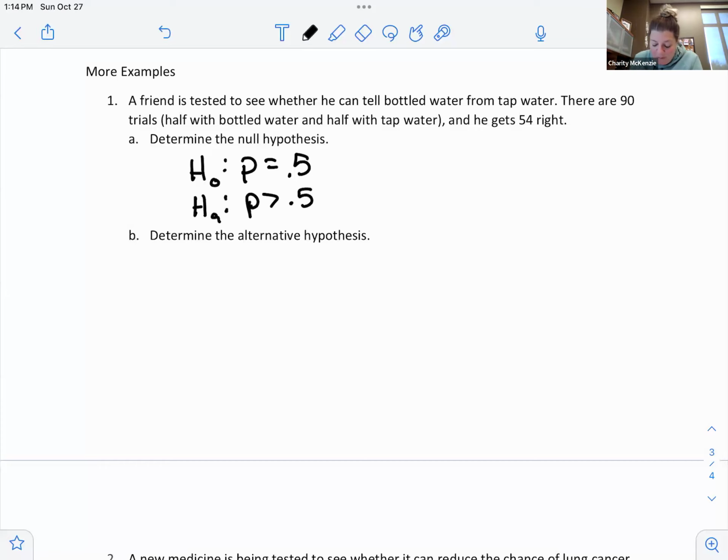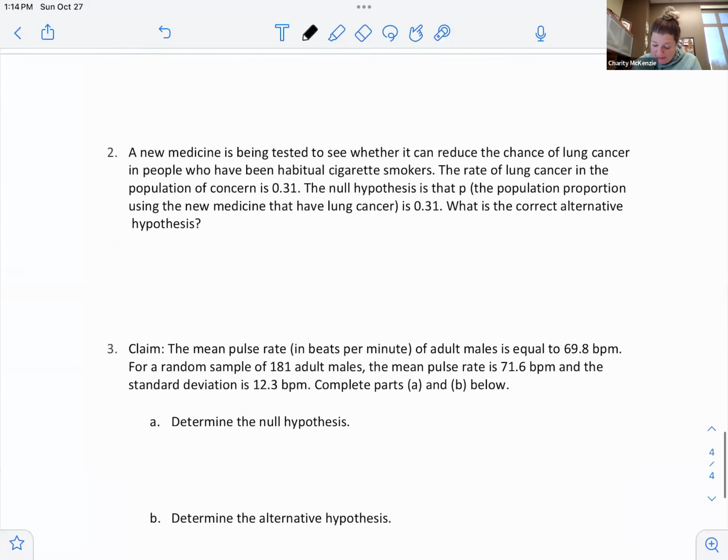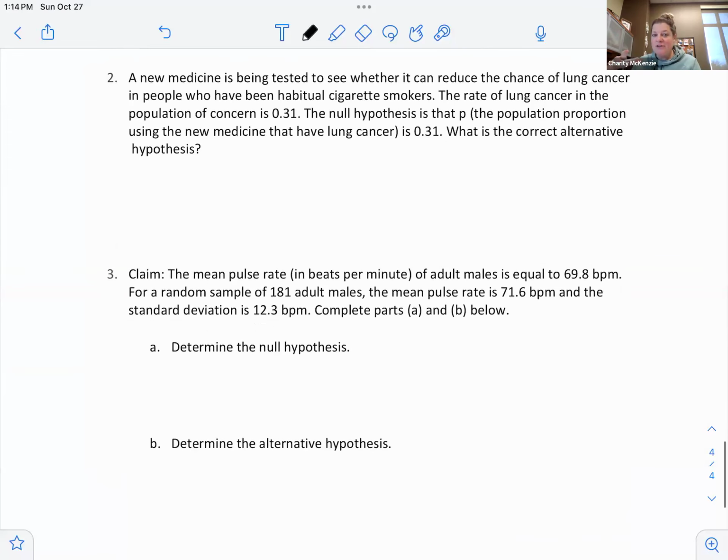I don't know if I love, oops, this should be down here. I don't know if I love that problem. I think it's a little crappy. This is the first time I've done these questions. I just stole them out of the textbook or somewhere. I don't even remember where I stole them. That one's not my favorite.